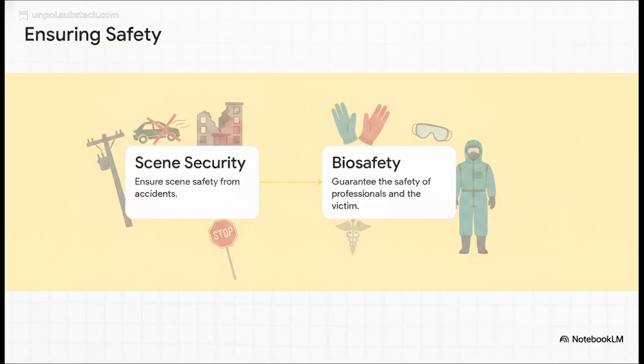The absolute golden rule of emergency response is incredibly simple. You cannot help a victim if you become one yourself. Step 1 is ensuring scene security. You're checking for structural instability, ongoing threats, or any hostile action. Step 2 is biosafety. Especially in international missions or tactical environments, throwing on your personal protective equipment and clearing environmental hazards are absolute, non-negotiable protocols before you ever even think about making physical contact with a patient.